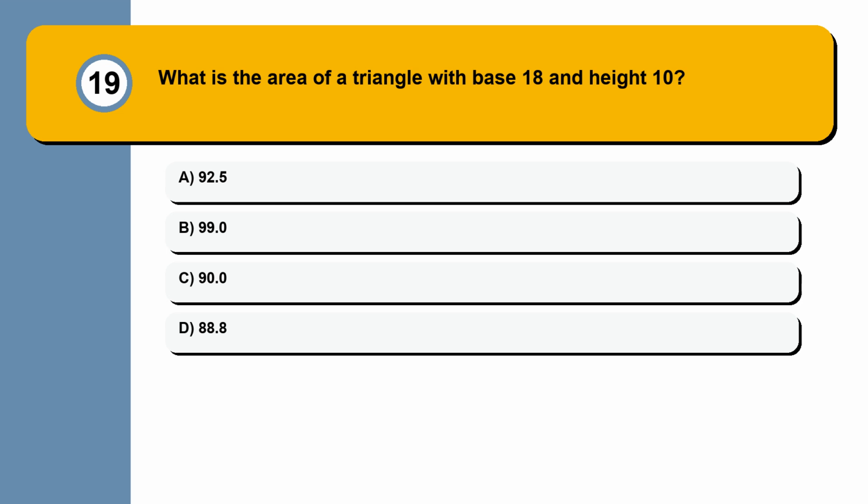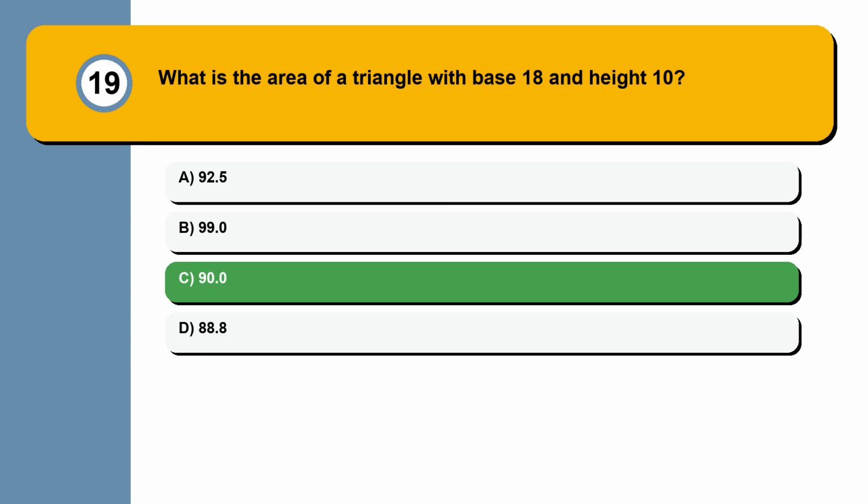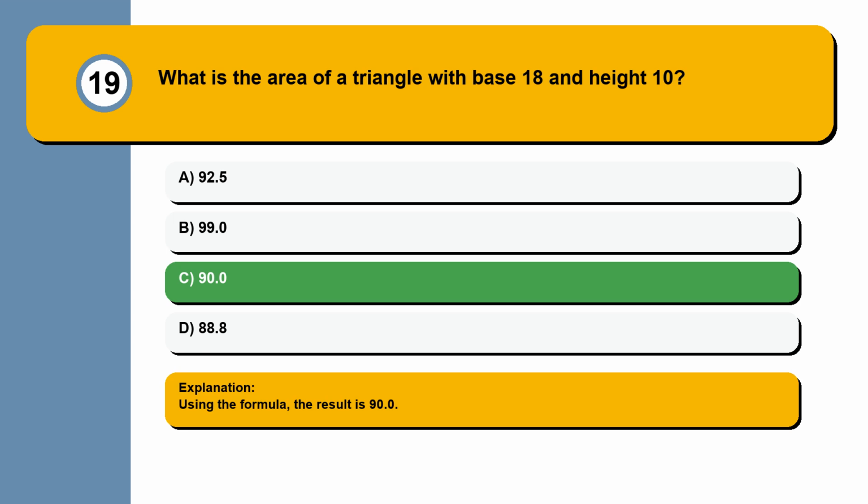Question 19. What is the area of a triangle with base 18 and height 10? 92.5, 99, 90, 88.8. Using the formula, the result is 90.